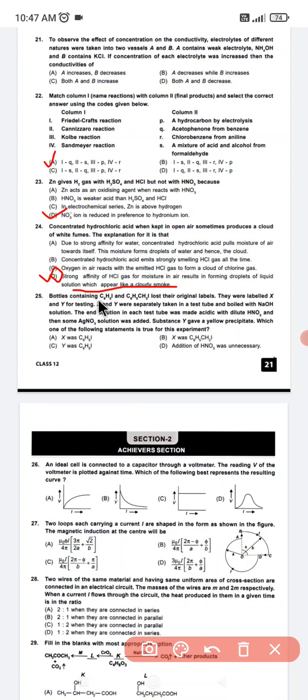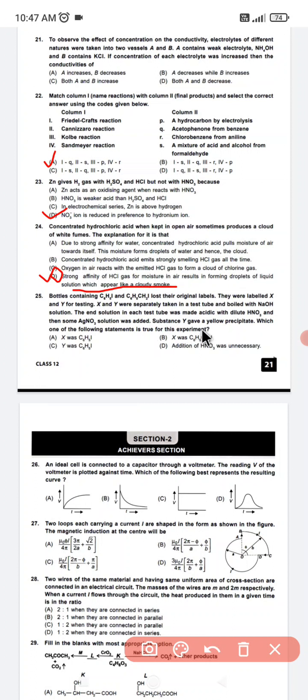Question 25 tells you bottles containing C6H5I and C6H5CH2I lost their original labels, that is iodobenzene and benzyl iodide. They were labeled as X and Y for testing. X and Y were separately taken in test tubes and boiled with NaOH. The end solution in each test tube was made acidic with dilute nitric acid. Then some silver nitrate solution was added. Substance Y gave a yellow precipitate. Which one of the following statements is true for this experiment? We have these four options.